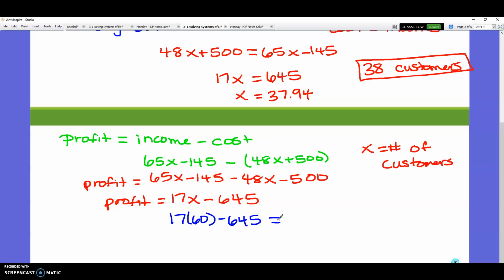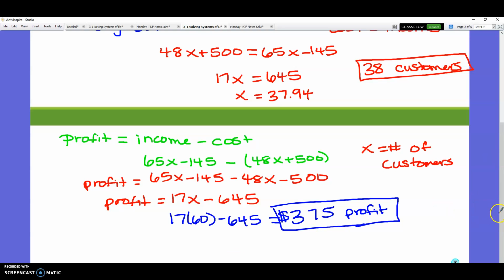And then 17 times 60 minus 645. His profit will be $375. Okay, so that's his profit. You could have also plugged in 60 into both equations and then found the difference, you would have gotten 375.